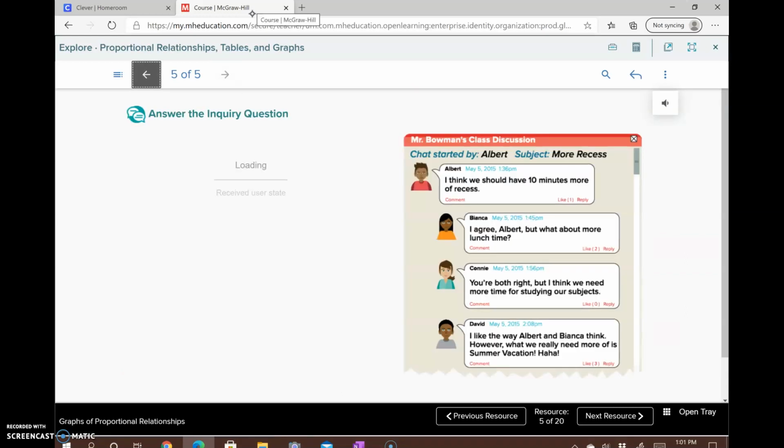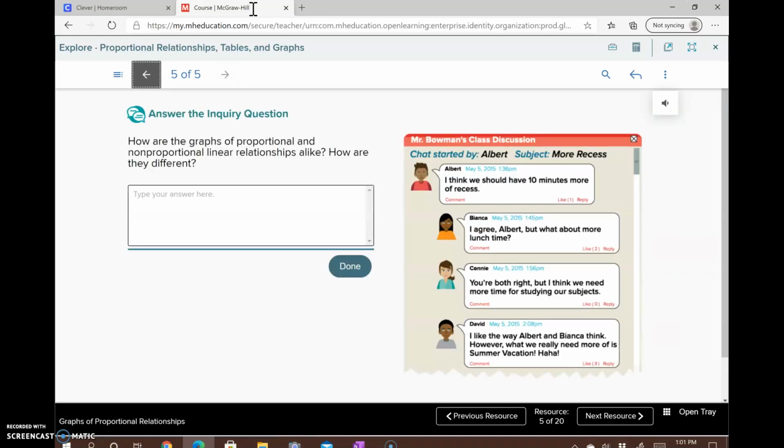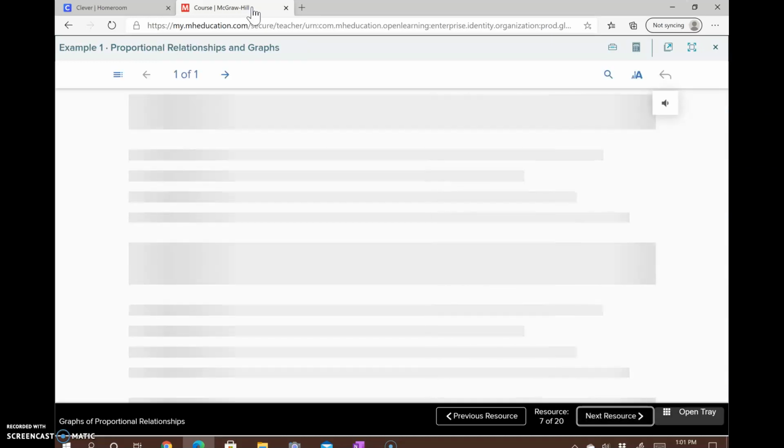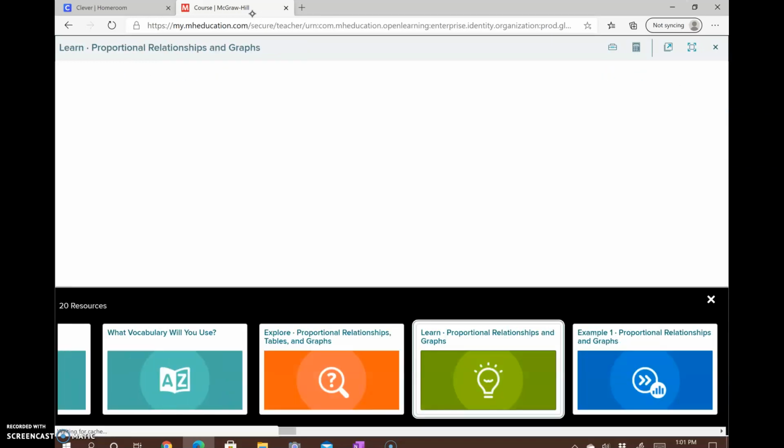So how are they alike and how are they different? Well, they're alike because they make straight lines, but they're different in that a proportional one has to go through the origin. And that's what this next resource talks about. I think it's the right one. Nope, this one. This is the one I want. It tried to skip something.